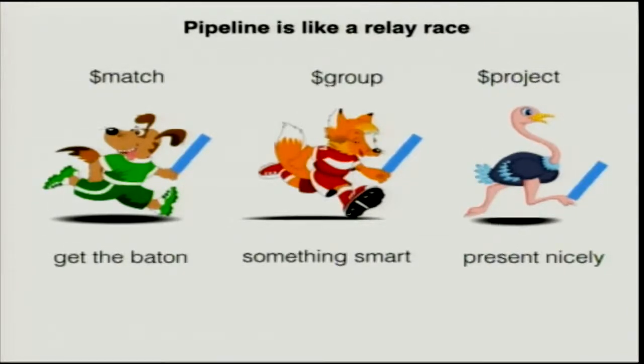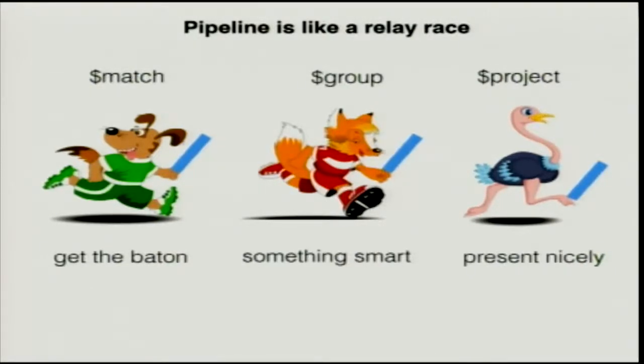We have our match, which is find. So we say, please, little doggy, get the baton. Please pass it on to the smart fox doing something smart, which could be like a grouping. And then we want to present our data a little bit more nicely, and so we pass it on to the projection space.